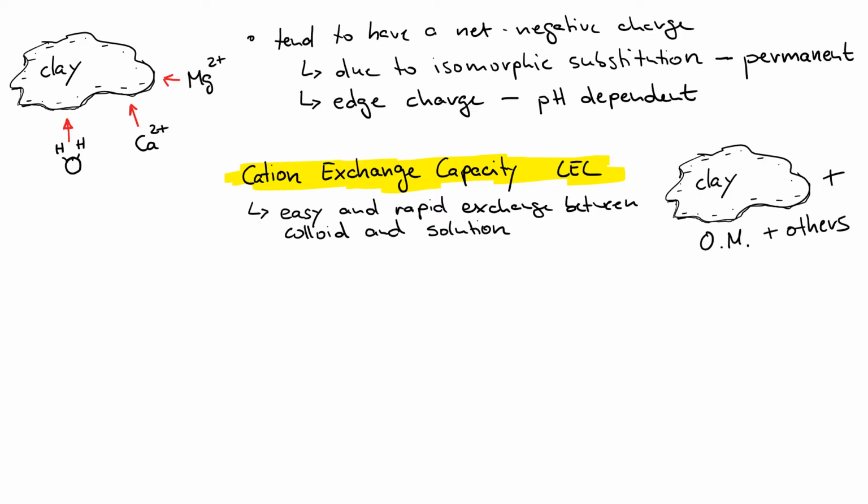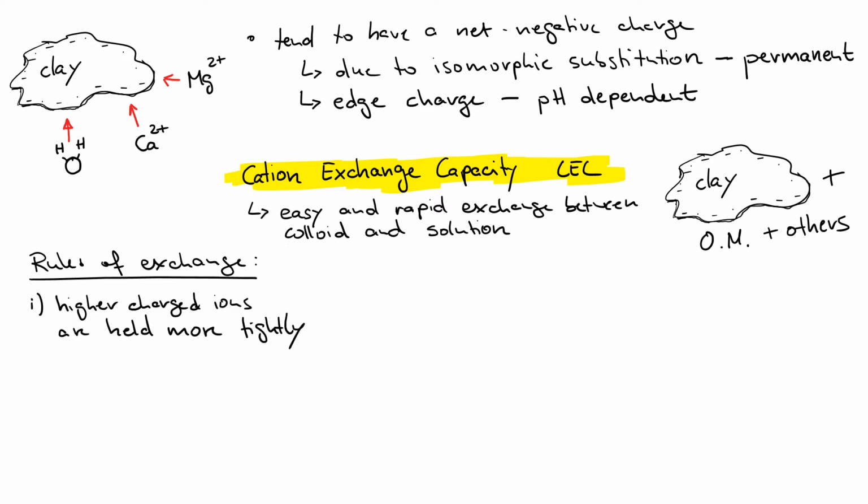So it's important to point out here, though, that clay is not the only soil constituent that provides cation exchange capacity. Organic matter oftentimes has an even higher cation exchange capacity than clay, and then there's also some others that we'll talk about shortly. But before we do this, let's talk about the rules of exchange for cation exchange.